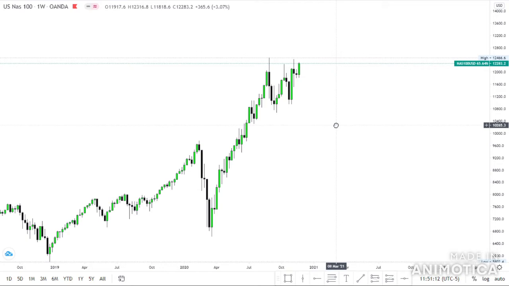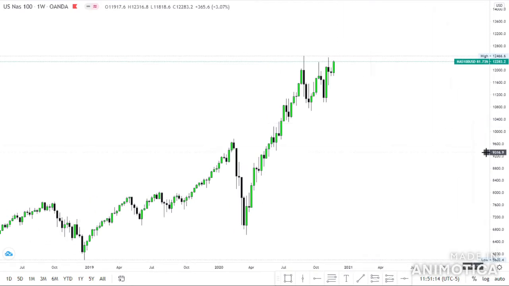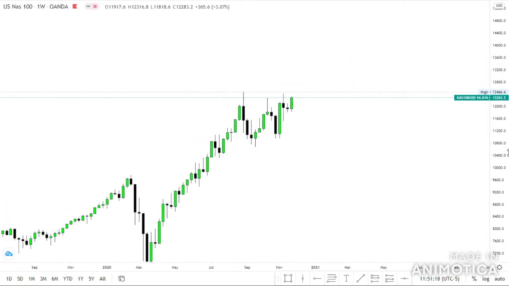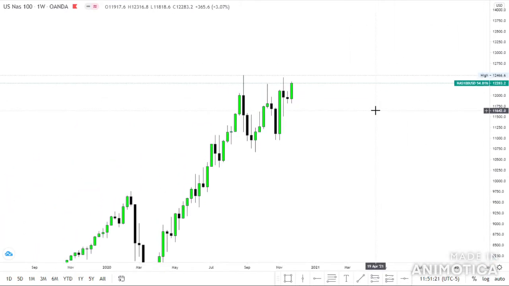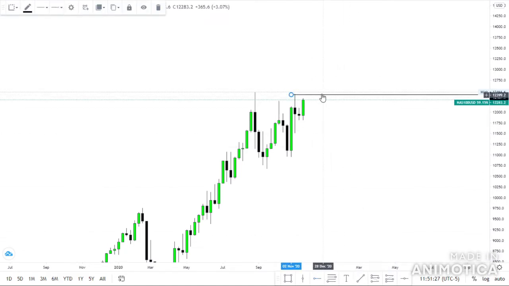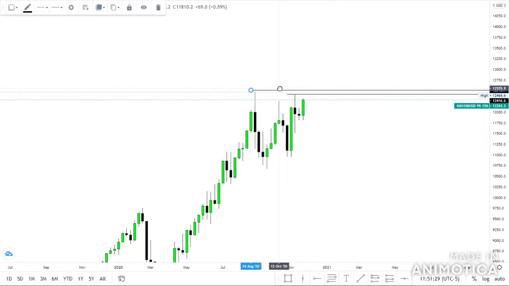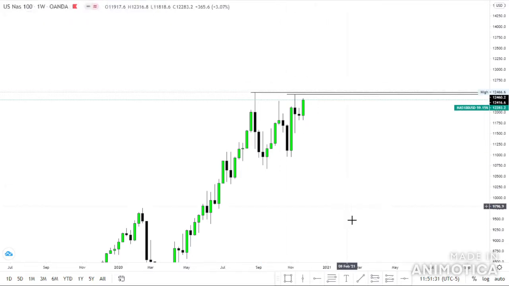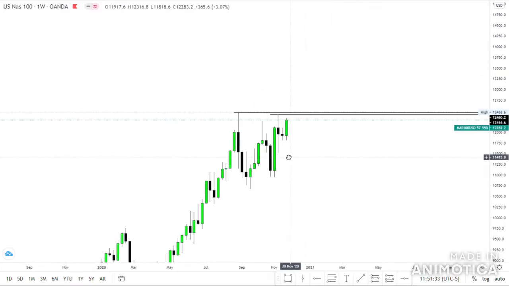So as usual, we're just gonna take a look at Nasdaq. It's almost a new month, so just a couple of days. But let's start off with the weekly time frame. As we can see, we are approaching these highs right here, and we could see further movement towards the upside.